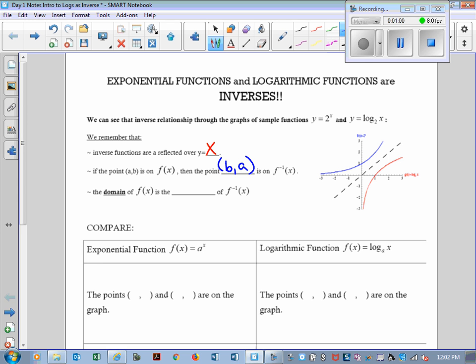All right, so in general terms, the domain of the original function is what for the inverse function? The range. All of this is review.